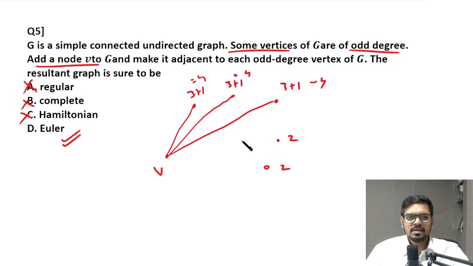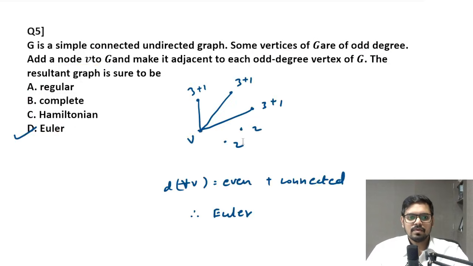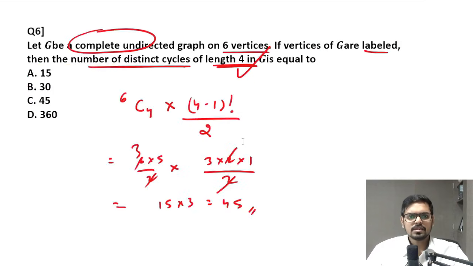Question number 5 was easy, no problem. Connected, plus you are increasing the odd degree value by 1, so every degree is even, therefore Euler. This was also easy because we have learned it conceptually in the previous lecture.